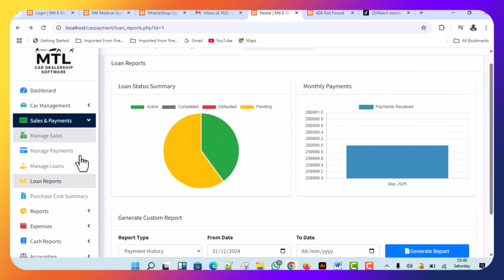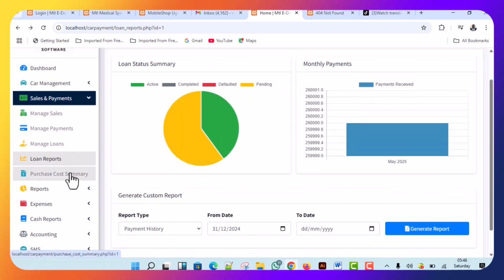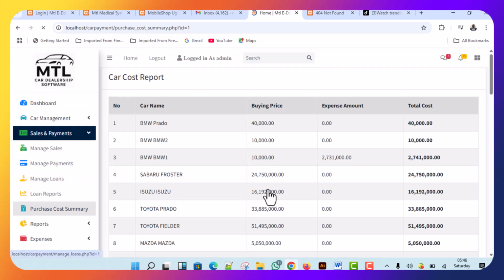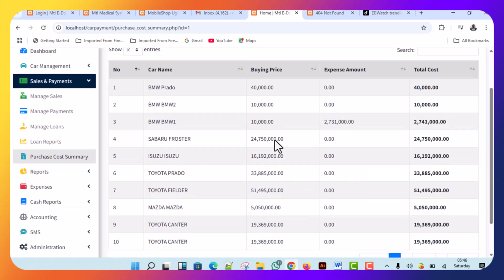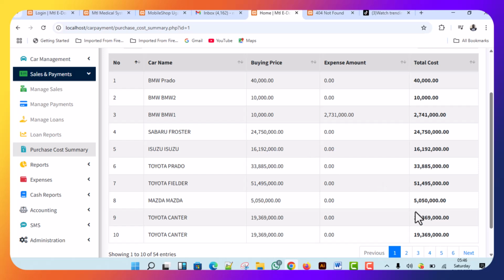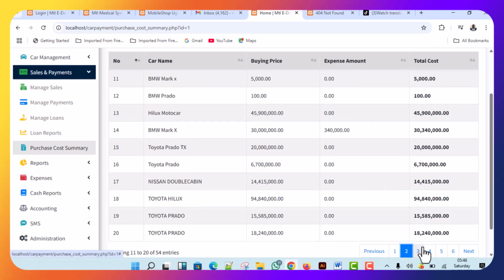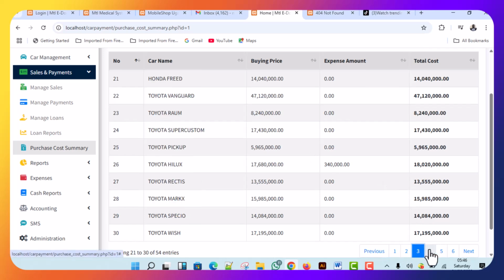Yeah. So then here we have the purchase cost. It is a summary showing you which car, how much did you buy, how much cost have you incurred on it. Yeah. So let's say we bought this BMW at 10 million. We can look at realistic values.